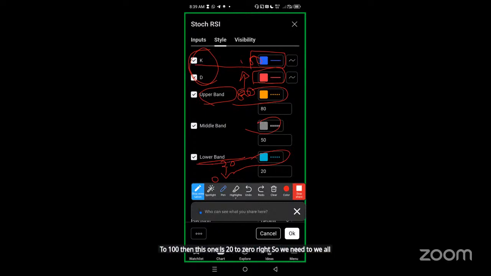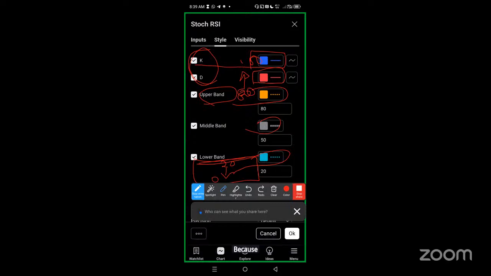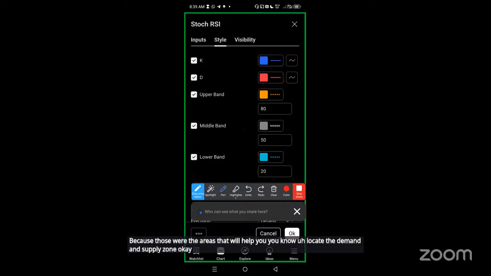There's a tendency of leaving that area, that 20% difference, because those are the areas that will help you locate the demand and supply zone. Okay, so that is what is on the chart.